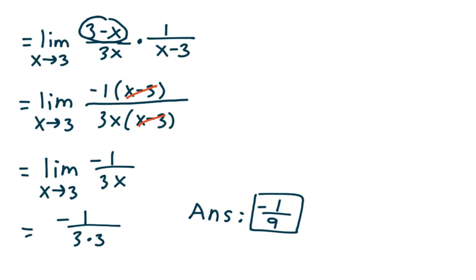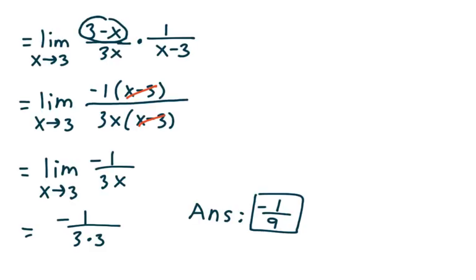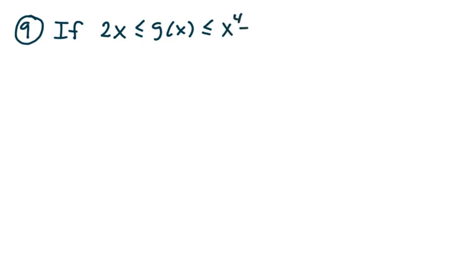Now, let's take a look at example 9. So we left off on example 8, so yeah, we're on example 9. Now, suppose I give you this one. If 2x is less than or equal to g of x, which is less than or equal to x to the 4th minus x to the 2nd plus 2 for all x, okay?